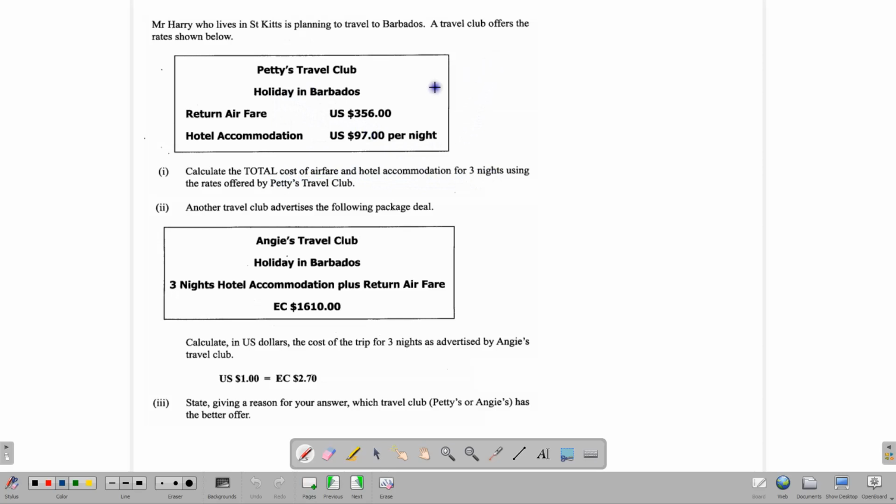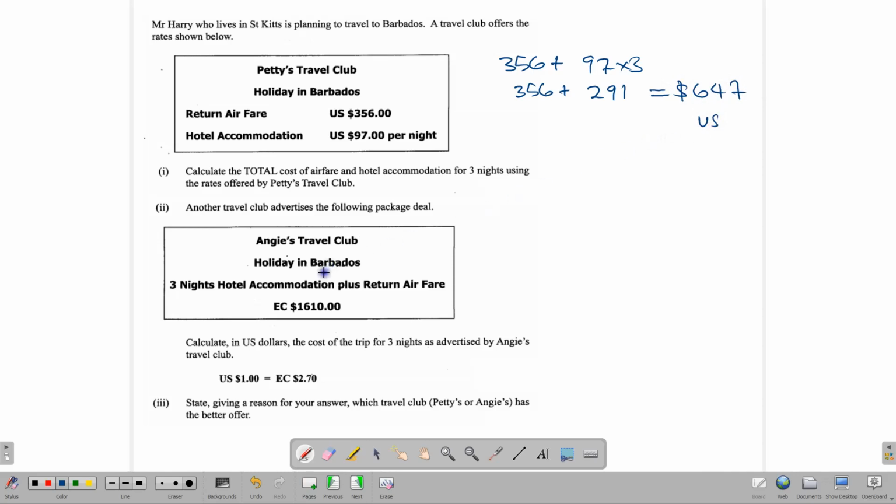So it will be airfare, that's $356, plus 3 nights, so it's 97 times 3, and this gives us 356 plus 97 times 3, which is 291. And when we add those two numbers, we get 647 US dollars.